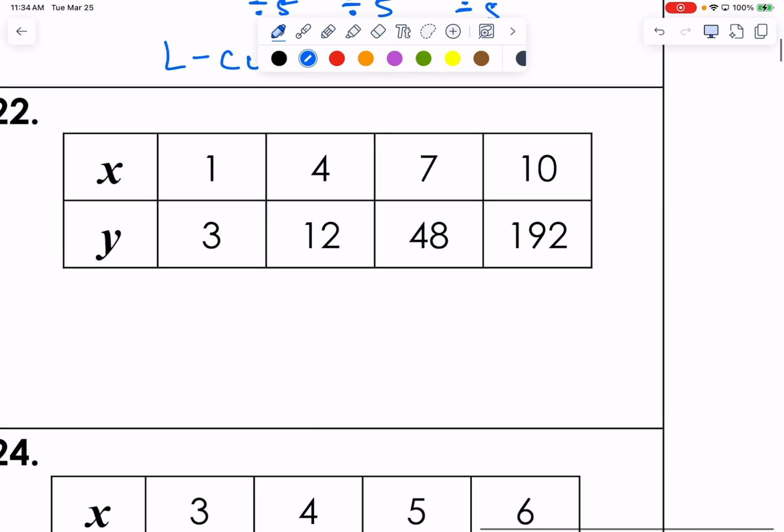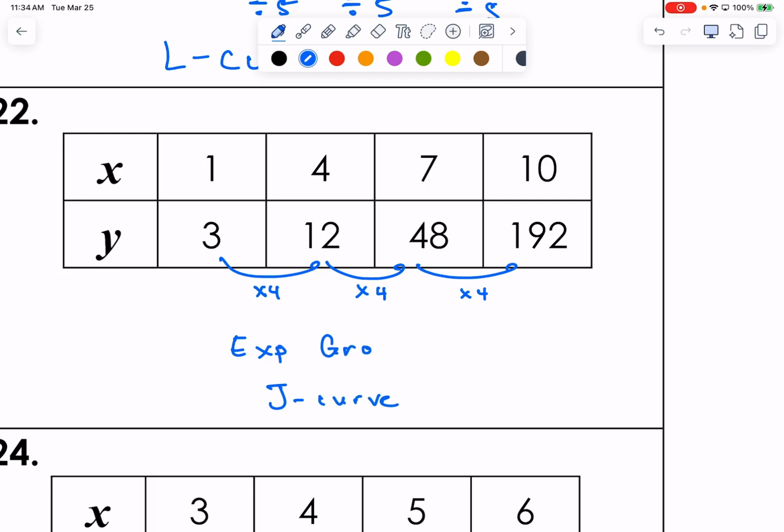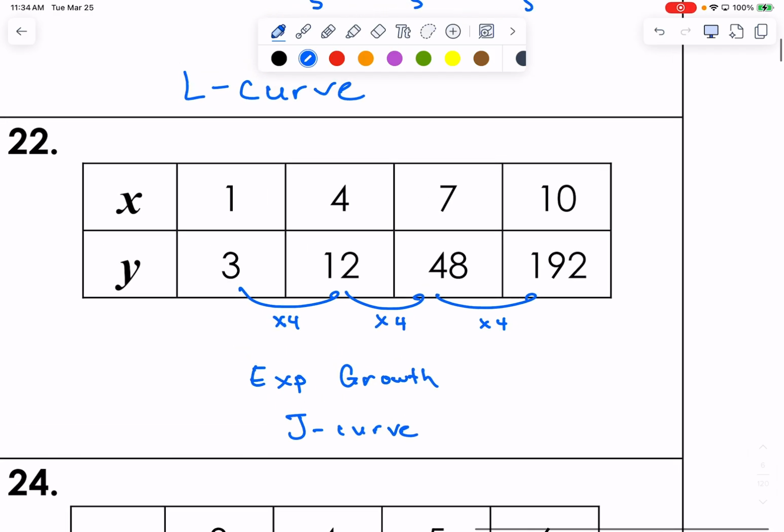What does this one do? Is it adding, or is it getting multiplied by the same thing every time? Yes, multiplied by 4. So when it gets multiplied by something, it's exponential. So what is it, J curve or L curve? Is it going up or down? J curve. Or you can put growth if you want. You guys are doing awesome.